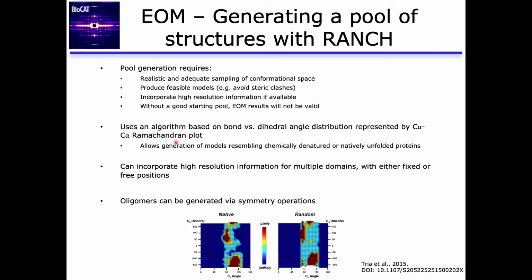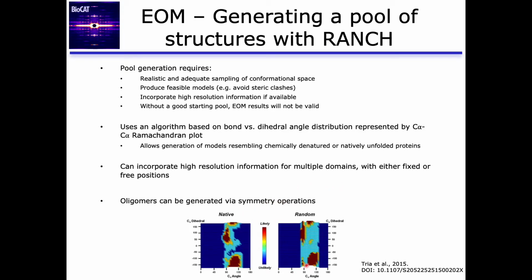So Ranch itself uses an algorithm that's based on bond versus dihedral angle distributions represented by the C-alpha Ramachandran plot. And this allows generation of models that resemble chemically denatured or natively unfolded proteins in the regions where there is disorder. It can also incorporate high-resolution information from multiple domains and allow those domains to be either fixed or free in your model generation. And then finally, you can generate oligomers via symmetry operations if you know there's a symmetry.